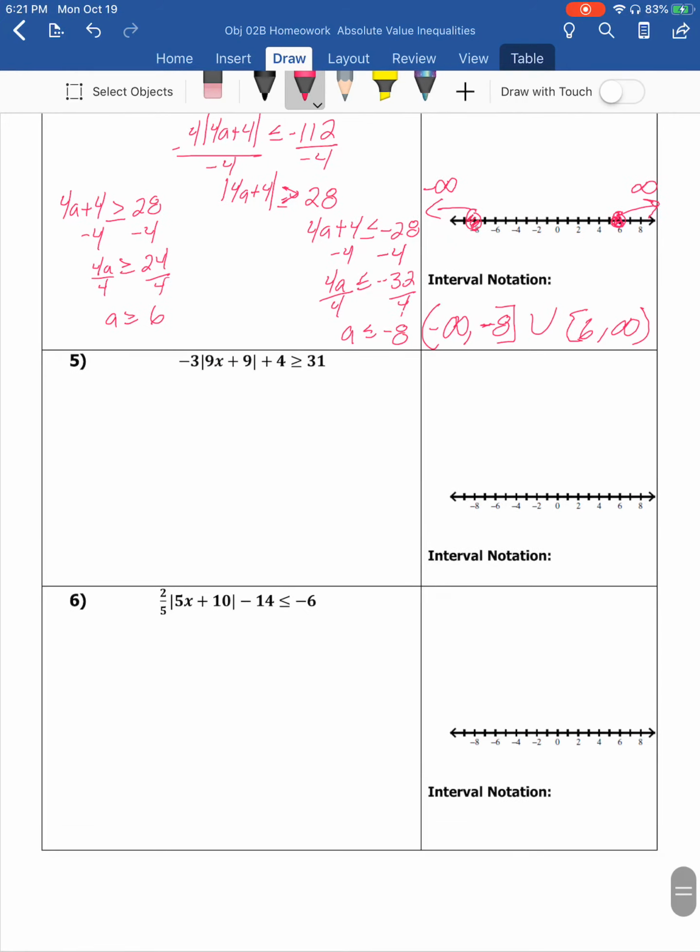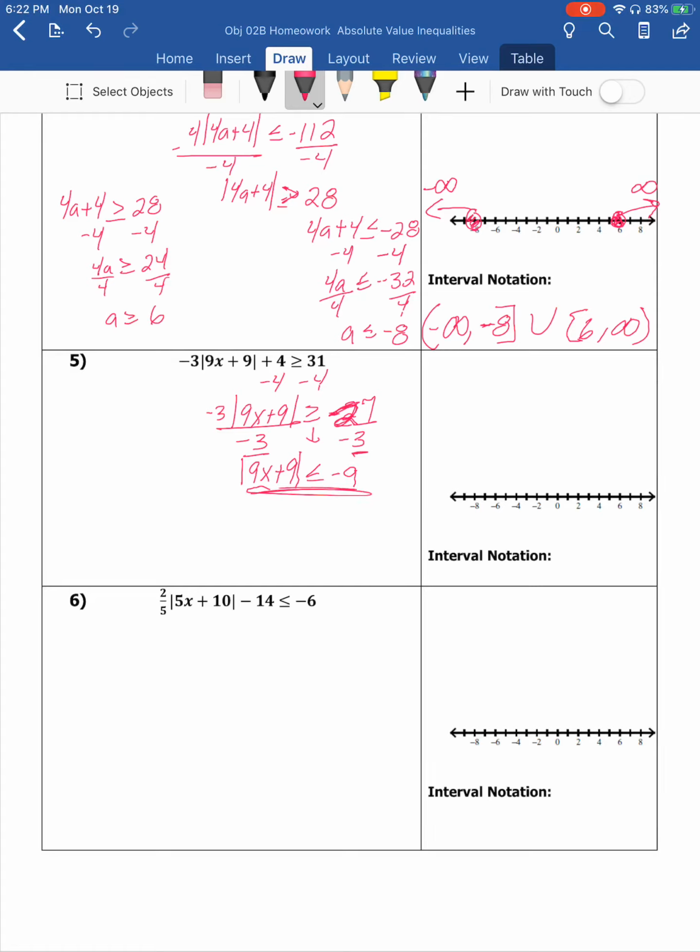Okay. Last two, I subtract 4. This is going to be negative 3 times the absolute value of 9x plus 9 is greater than or equal to 27. I divide by negative 3. Okay. I end up with the absolute value of 9x plus 9. Now I switch my symbol because I divided by this negative 3 here. So this is going to be less than or equal to, actually, why did I put negative 27? This should be positive 27. Sorry about that. Didn't want to throw you off. Silly mistake. And then this is going to be less than or equal to negative 9.